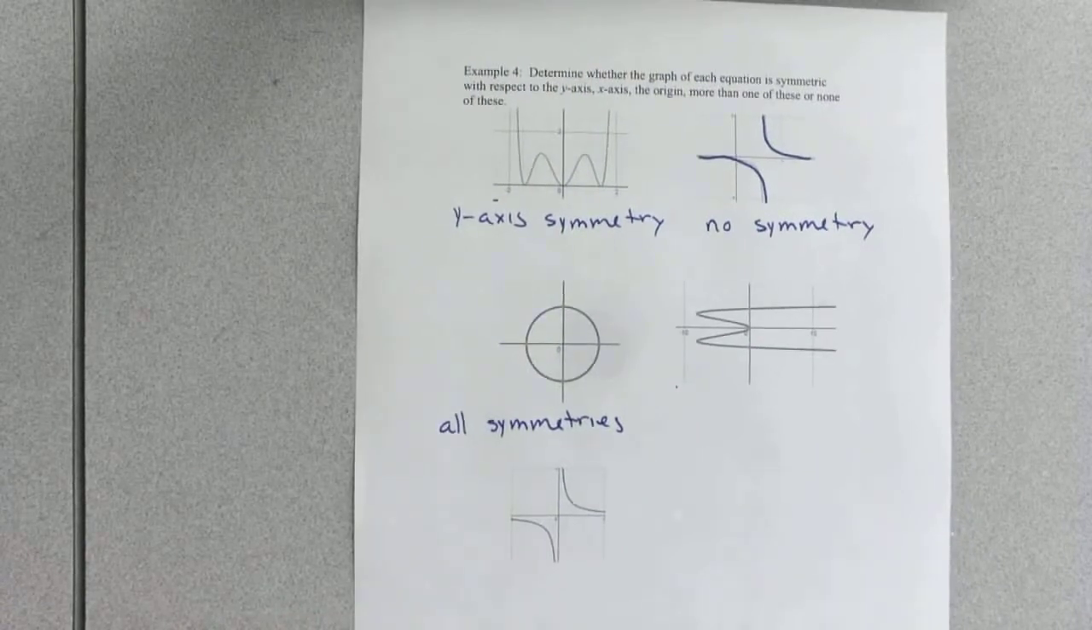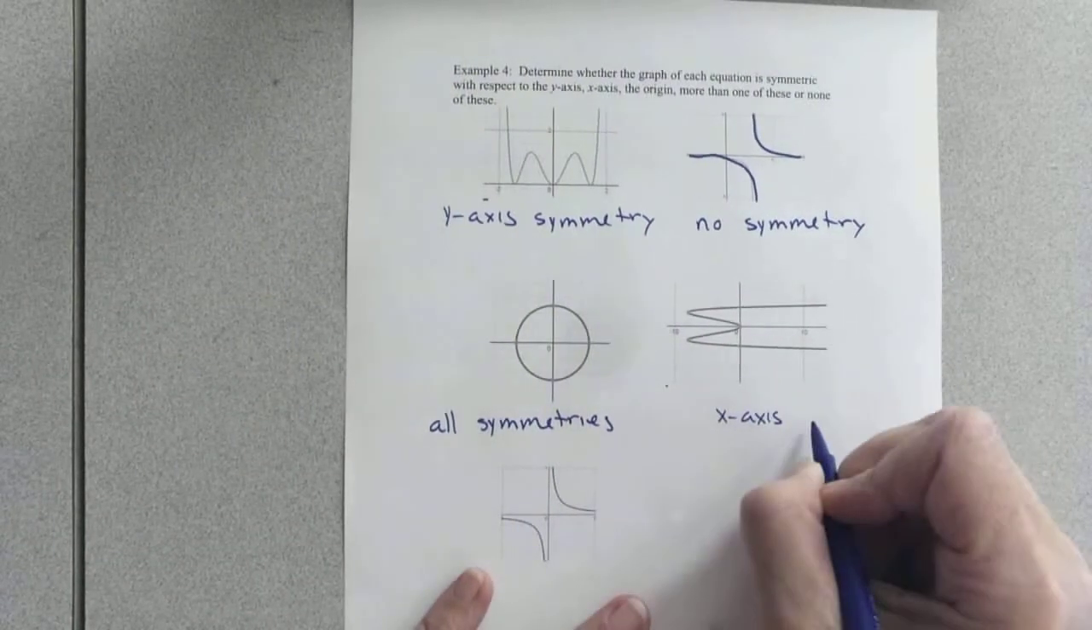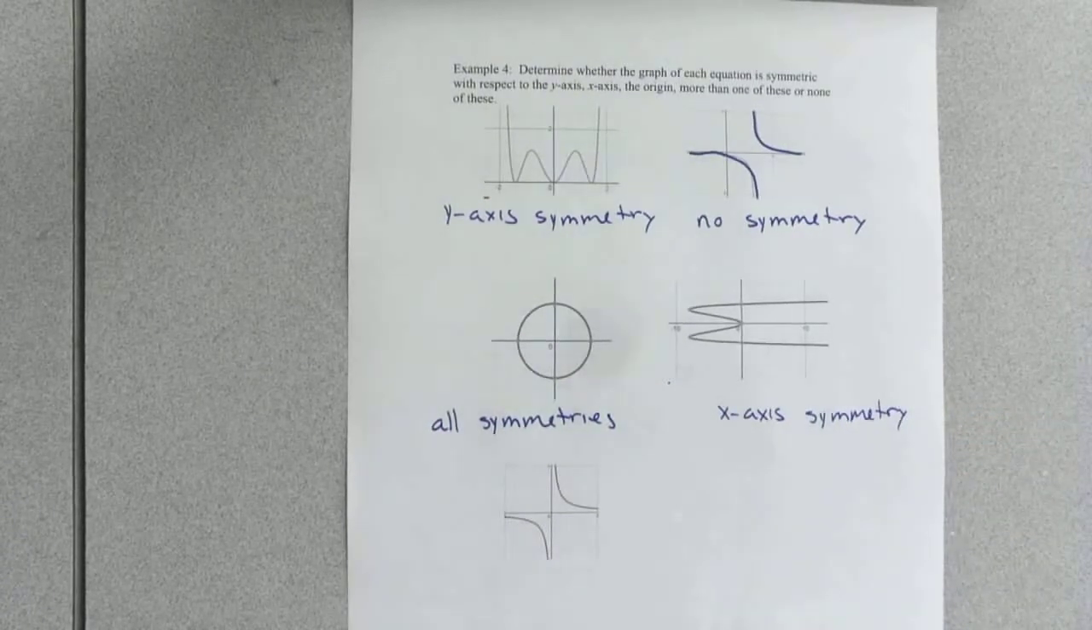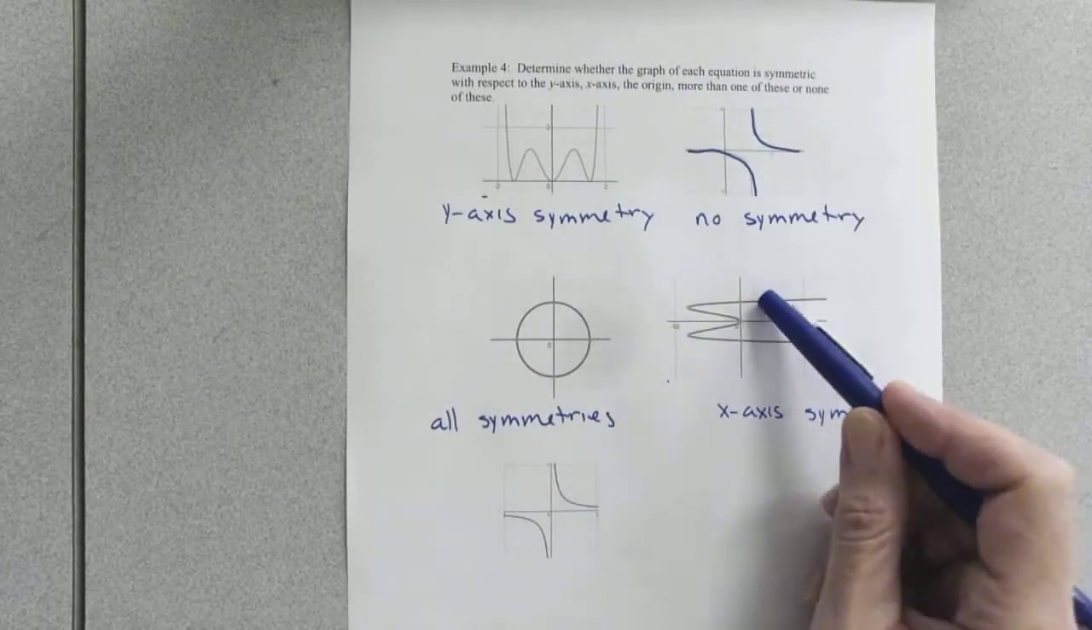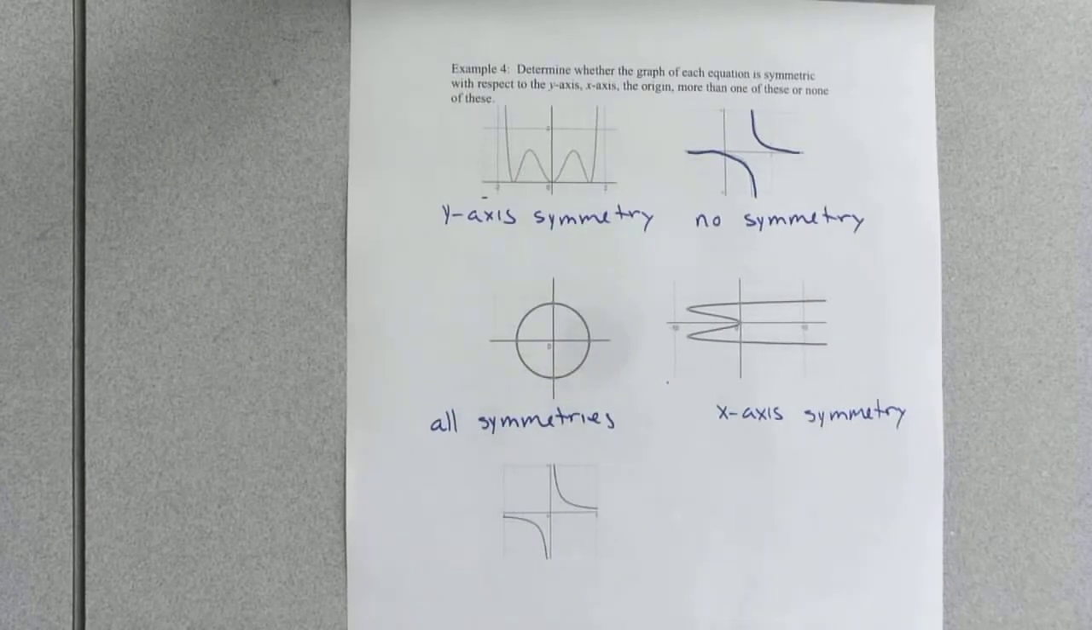Next one, wouldn't fold across the y-axis, so it doesn't have y-axis symmetry. It would fold across the x-axis, so it has x-axis symmetry. And then the origin, again, think about those diagonal quadrants. First, flip, flip to third. Second, flip, flip to fourth. Those aren't going to look the same at all, so no origin symmetry.